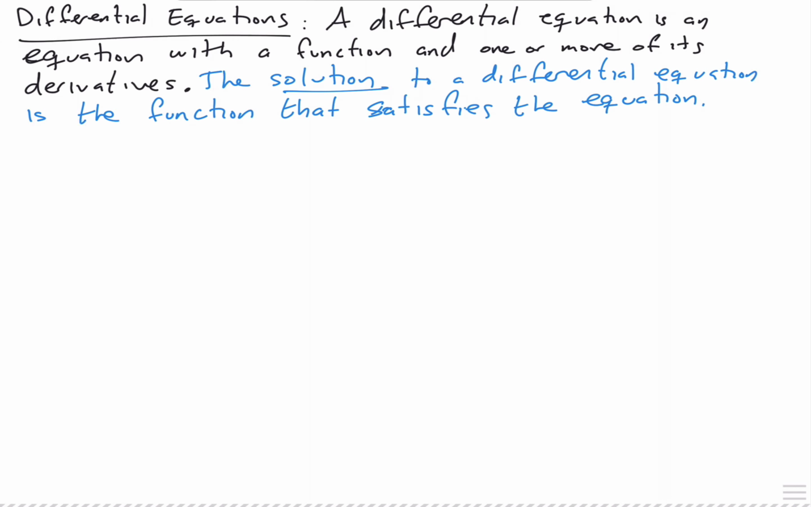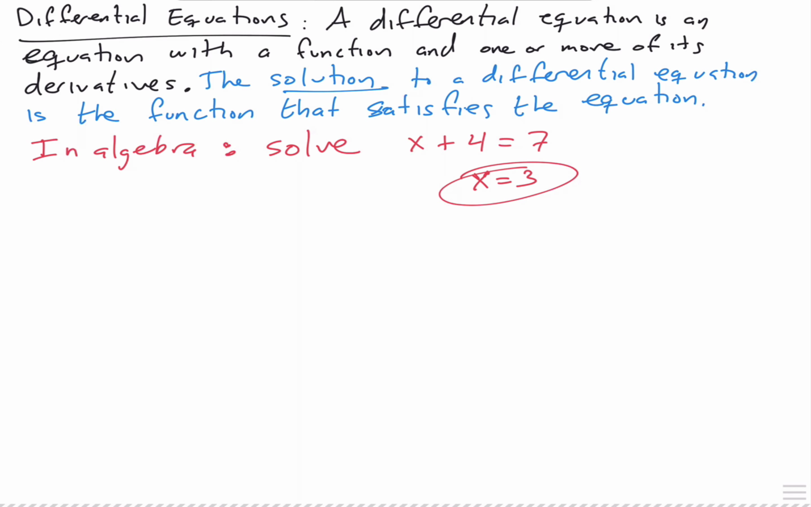Okay, so you guys remember in algebra, for example, if I said solve x plus 4 equals 7, what would you say the solution is to that? It's x equals 3, right? So notice here, when you're solving this kind of an equation, the solution is a number. It's the number that when you plug it in, the left side equals the right side, basically, right? So differential equations is exactly the same idea. The difference is that you have functions and their derivatives.